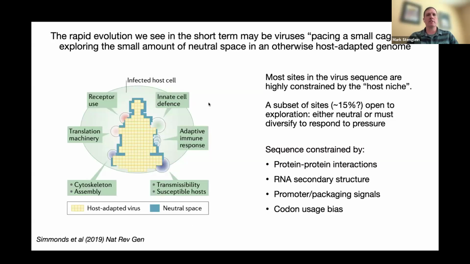So people have proposed a conceptual model for what's happening here, which is that the rapid evolution we see over the short term in viruses corresponds to viruses pacing a small cage, where there's a lot of movement, but they're really constrained in what they can actually do. Another way to say this is that most sites in virus sequences are probably highly constrained and highly conserved by their so-called host niche. And maybe only a small subset of sites, say 15%, is open to exploration. But overall, the sequence is constrained by protein-protein interactions, but also other features of the sequence like RNA secondary structure.